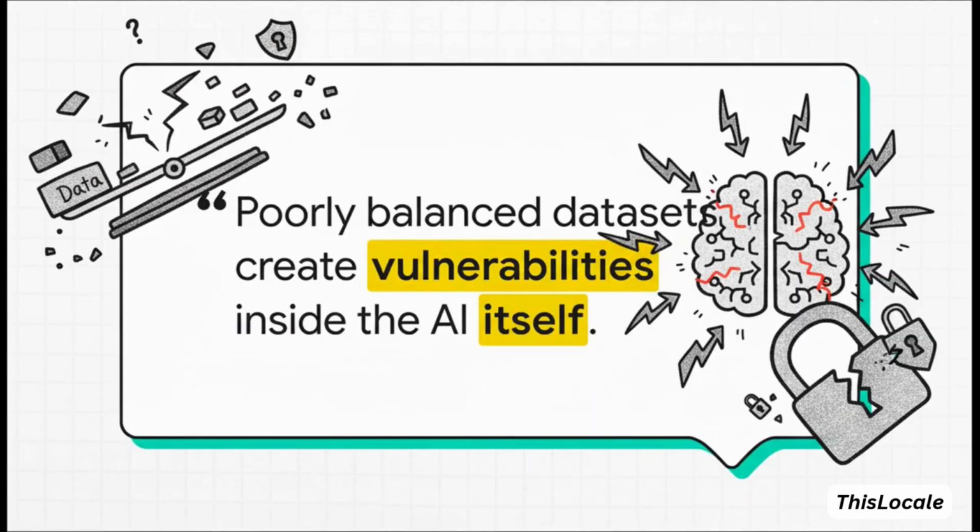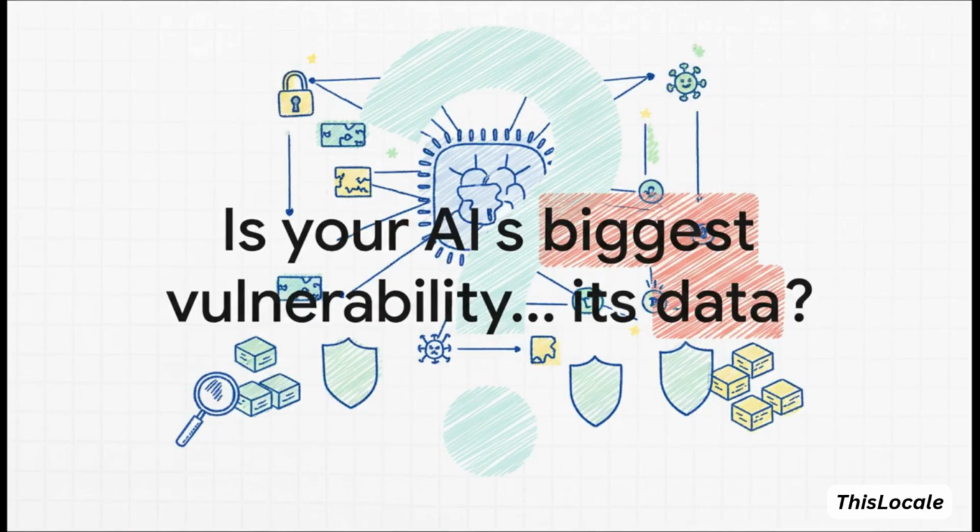So I want you to just let this sink in for a second. This quote really says it all: poorly balanced or unaugmented datasets create security vulnerabilities inside the AI itself. The threat isn't just coming from the outside, it can be baked right into the model's DNA from day one. And that leaves us with a really critical question we all need to be asking. As we build and rely on these incredibly powerful AI systems, we have to wonder: is our AI's biggest vulnerability its own data?